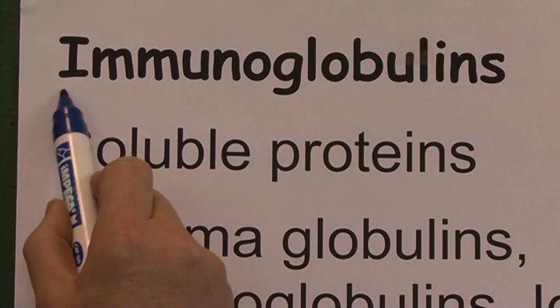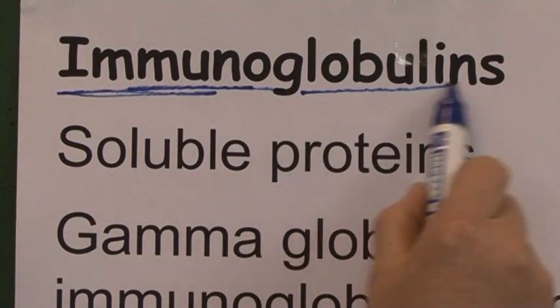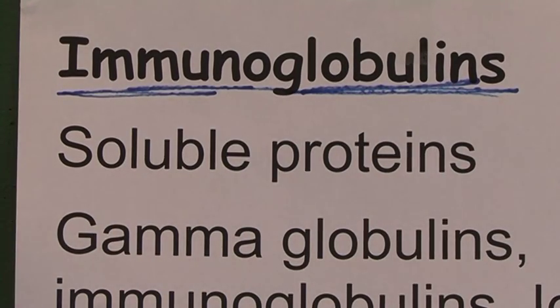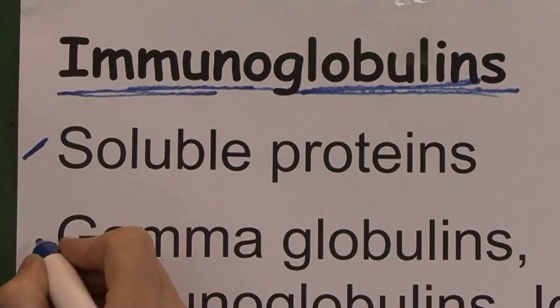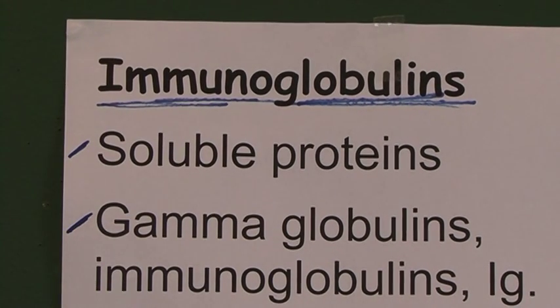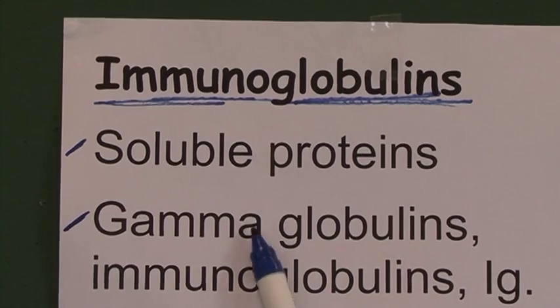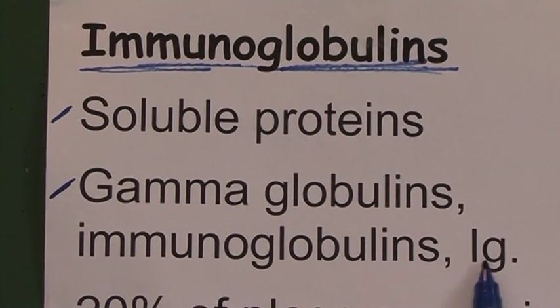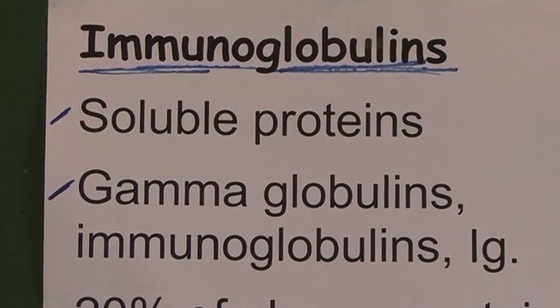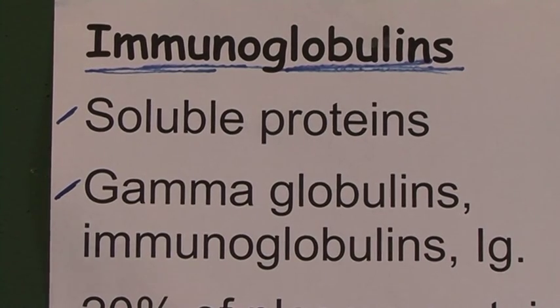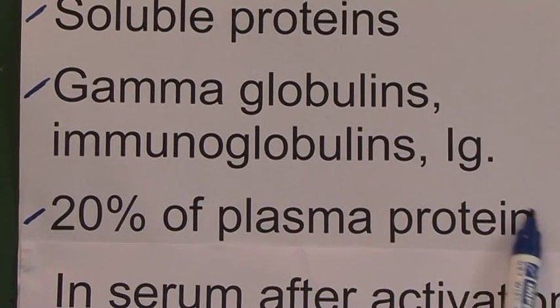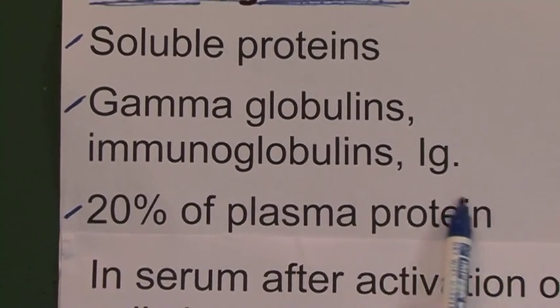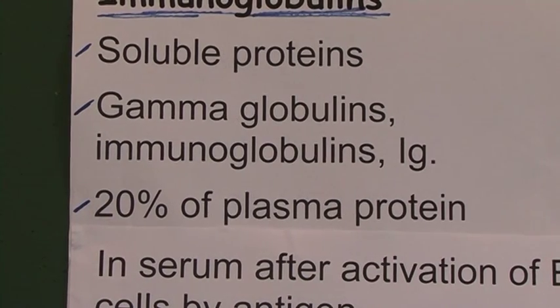So antibodies are immunoglobulins, immune proteins. These are soluble proteins that go into the blood and the tissue fluids. They're a type of gamma globulin. Immunoglobulins are gamma globulins and they're abbreviated to Ig, immunoglobulin. Now, there's protein, as you know, in the plasma. Most of this is albumin, but about 20% of plasma proteins are these globulin, immunoglobulin type proteins.